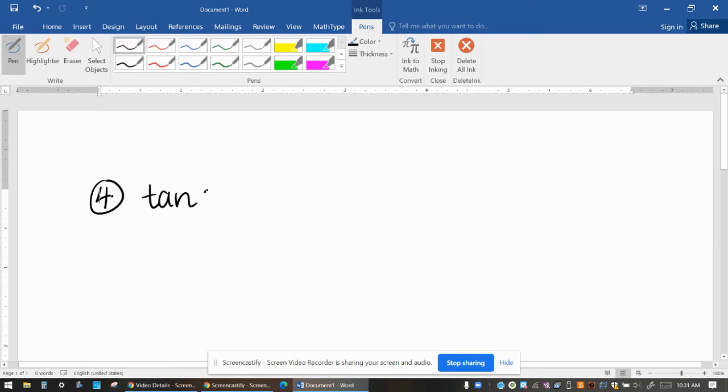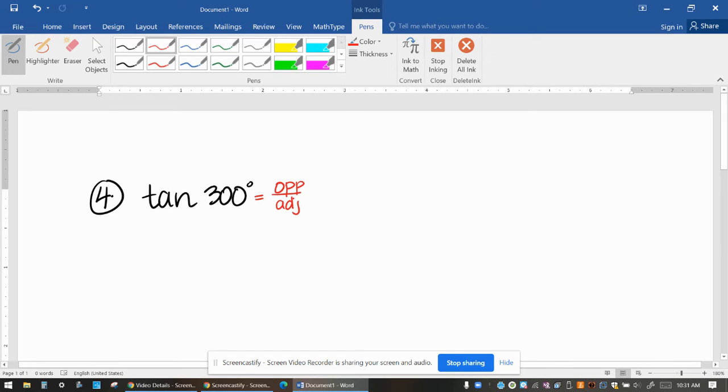All right, guys, here they're asking us to find the tangent of 300. If we can draw a special triangle that corresponds to the reference angle, then we're going to use the ratio of tangent being opposite over adjacent.